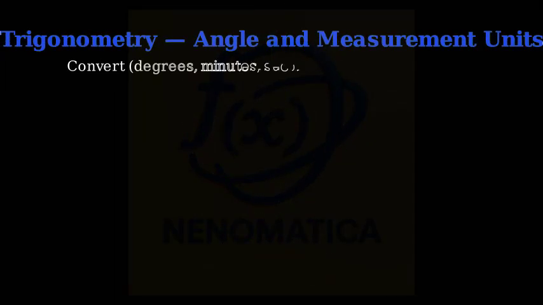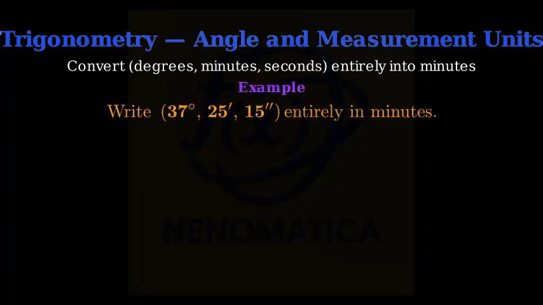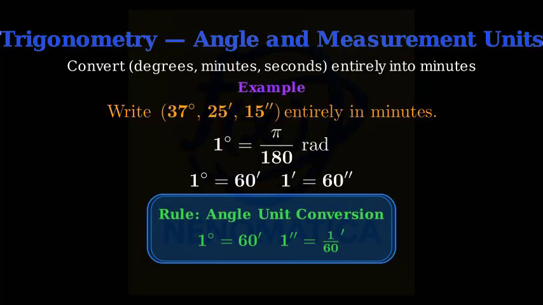We will solve a trigonometry unit conversion exactly following the algorithm shown. Convert degrees to minutes, convert seconds to minutes, then add. We'll present the example, and then work through each step with rule boxes. From the source, the note reminds us how degrees relate to radians and how minutes and seconds subdivide a degree. 1 degree equals pi over 180 radians. Also, 1 degree equals 60 minutes, and 1 minute equals 60 seconds. We will use this conversion rule throughout. 1 degree equals 60 minutes, and 1 second equals 1/60 minutes.